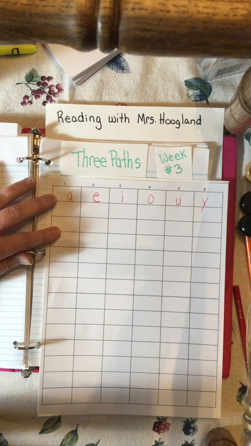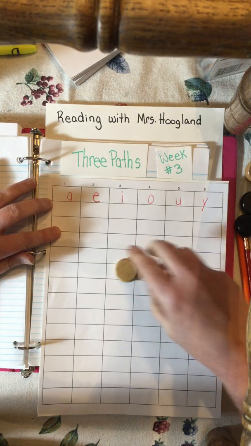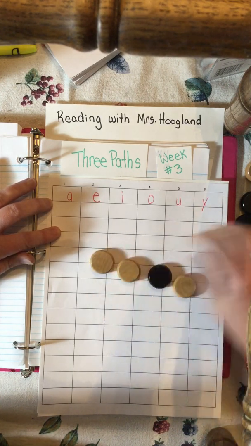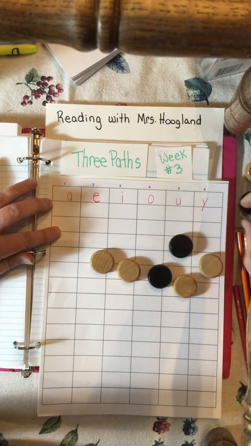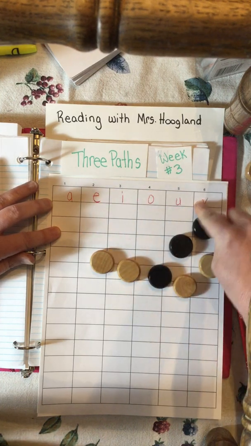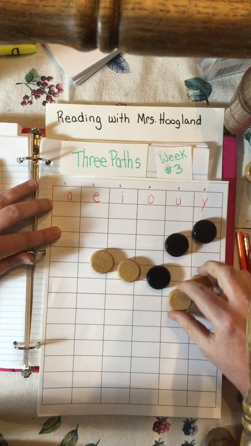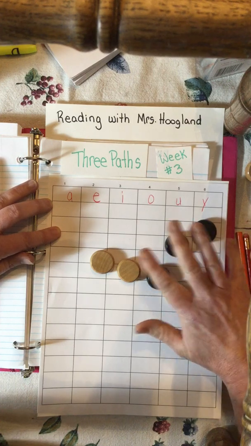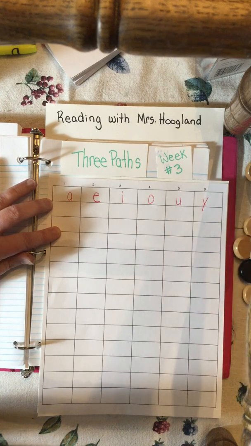All right, so what we're going to do is I have some little discs here. Some of them are tan and some of them are black. And what we're going to do is anytime we hear a vowel sound, then we're going to use a black one. If we hear a consonant, we're going to use a tan one, okay? All right, our first word is going to be the.